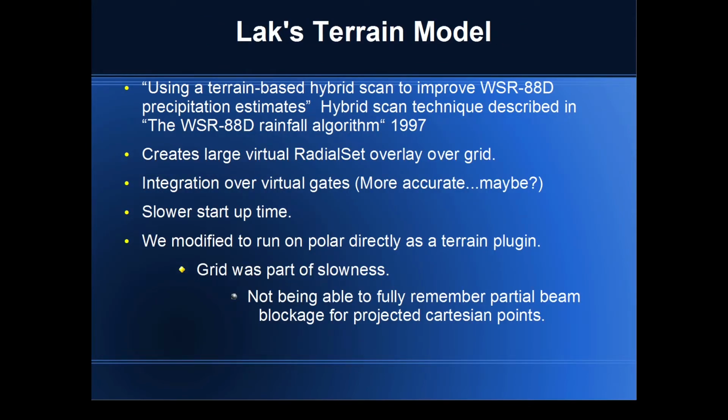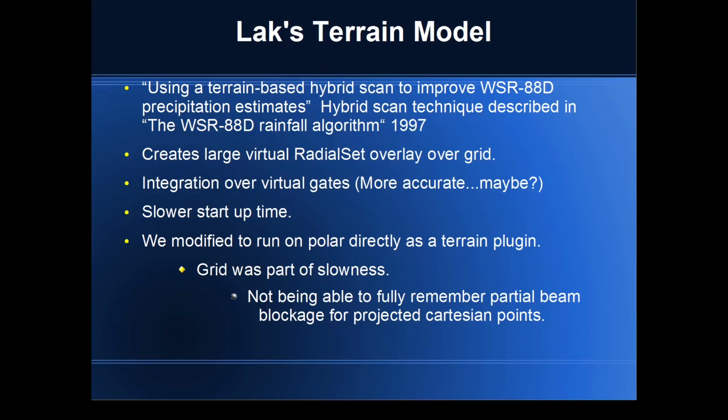So far with terrain blockage, we have two available plugins. The first one is based upon LAC's original terrain blockage. LAC uses a large static virtual radial set that is overlaid over the grid resolution. This method uses a hybrid scan technique described in the paper, the WSR-88D rainfall algorithm from 1997. The main issue with it, in the cacheless method, is that it has a slow startup time depending on the DEM resolution and CONUS resolution.